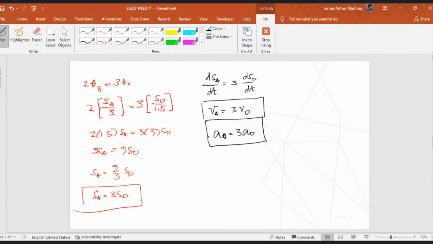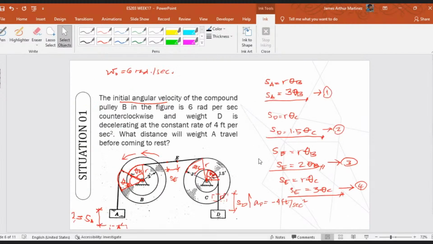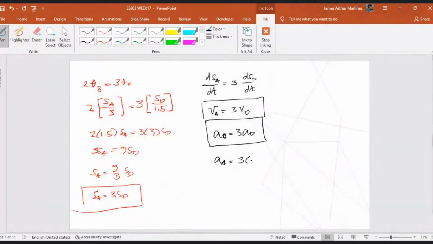No? So ato lang din siyang i-substitute. So linear acceleration of A is equal to 3 times linear acceleration of D, in which linear acceleration of D is given by negative 4 feet per second. So negative 4, meaning our linear acceleration of A is just negative 12. Negative 12 feet per second squared.